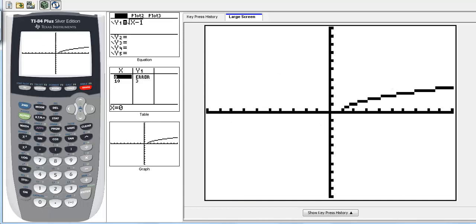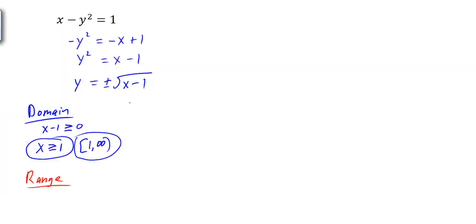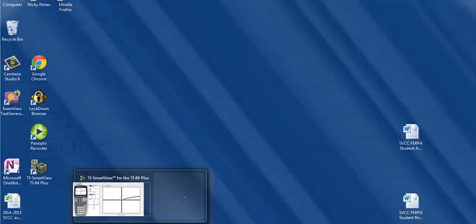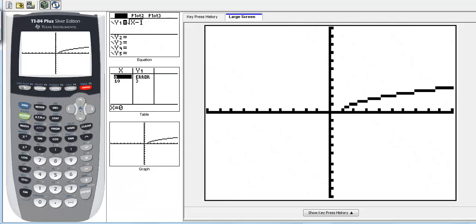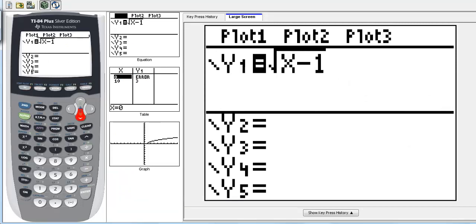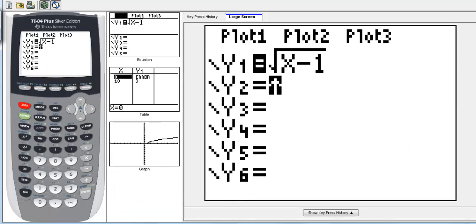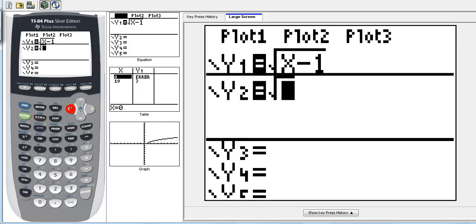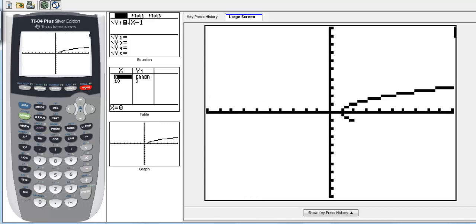all right, we get part of the graph here, but remember this was actually plus and minus, so here we had plus or minus the square root of x minus 1. That means we need to go to y equals and go to y2 and type in the negative square root of x minus 1. And now when we look at the graph, notice we get the top part of the graph and the bottom part. So there's the negative square root on the bottom.